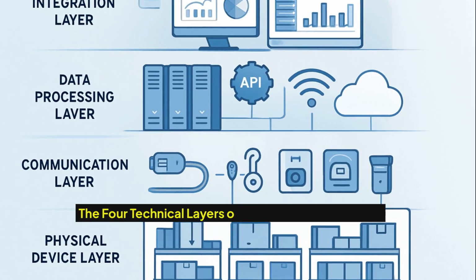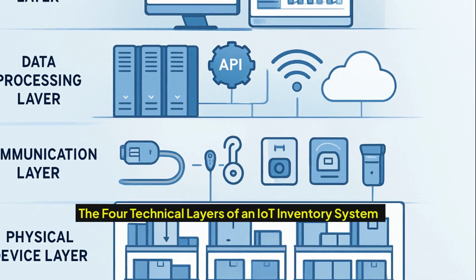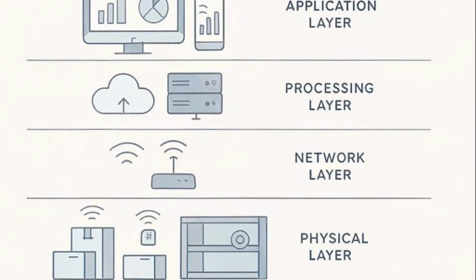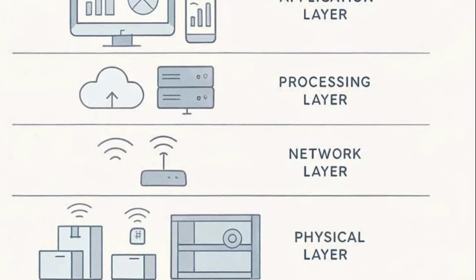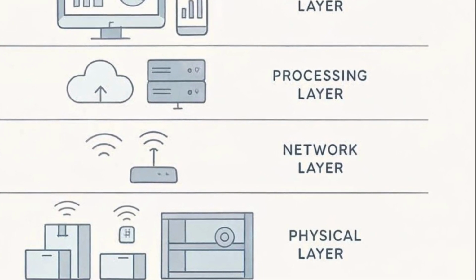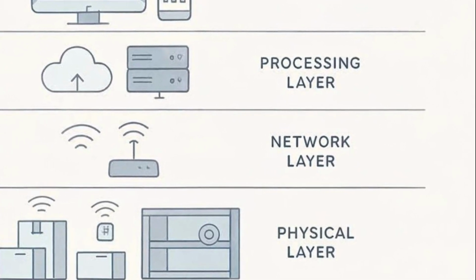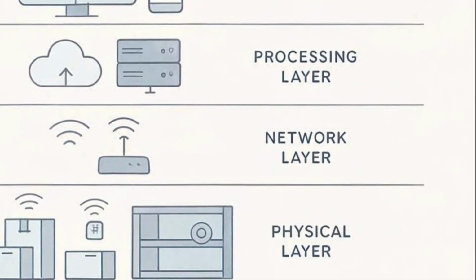The 4 technical layers of an IoT inventory system. IoT inventory systems operate through 4 interconnected technical layers. These layers, to understand conceptually, simply explain how information travels from the physical environment into a format a business can observe.